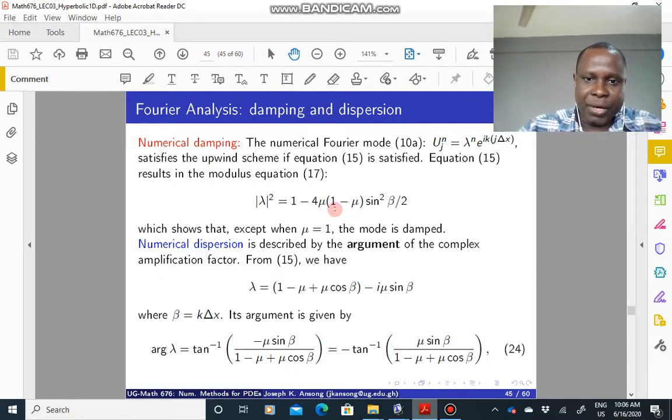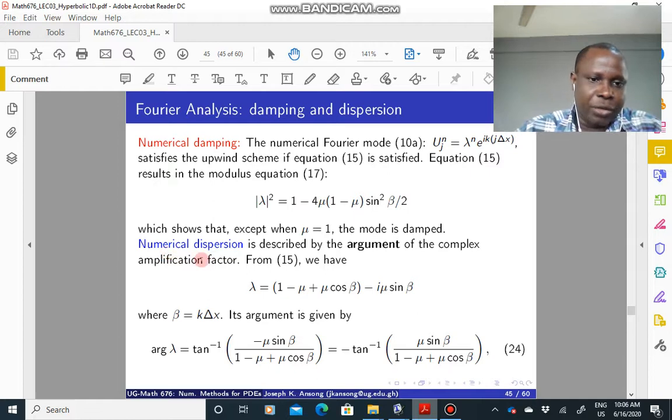That is why there's damping. So this straight away tells us that if mu is not equal to 1, then you expect there to be damping in the numerical scheme, because the absolute value of lambda will be 1 plus some other stuff. This other stuff is what is causing the damping. But when mu is 1, of course, this cancels out and you have only 1. So that's the only case where you would have no damping.